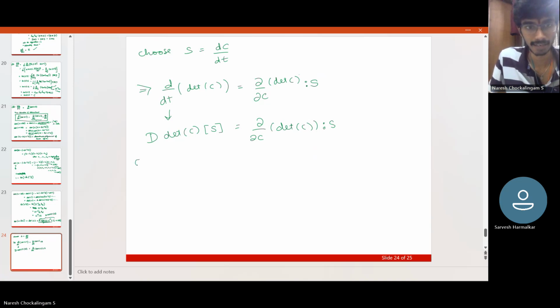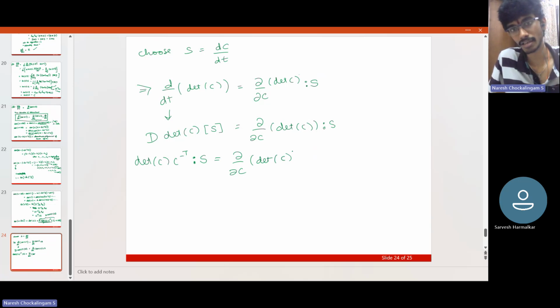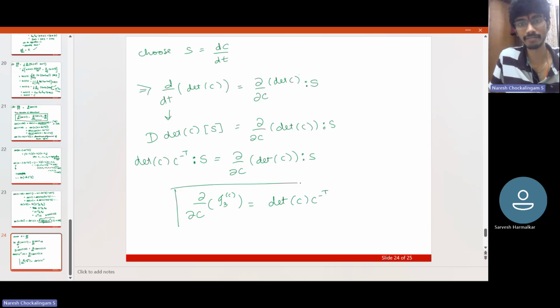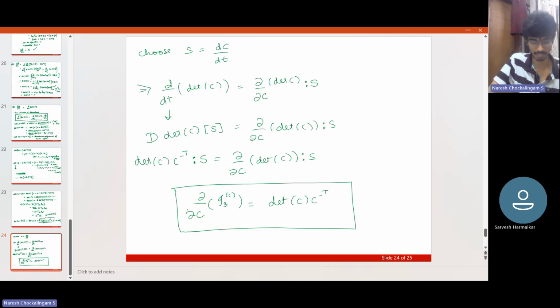So it is C inverse transpose contracted with S. This is equal to ∂/∂C of determinant of C contracted with S. Therefore, ∂/∂C of I3 of C, which is nothing but the determinant of C, is the same as determinant of C times C inverse transpose. So we have got the derivatives of the invariants with respect to the tensor C.